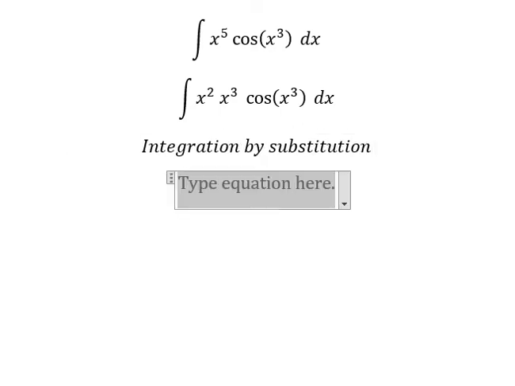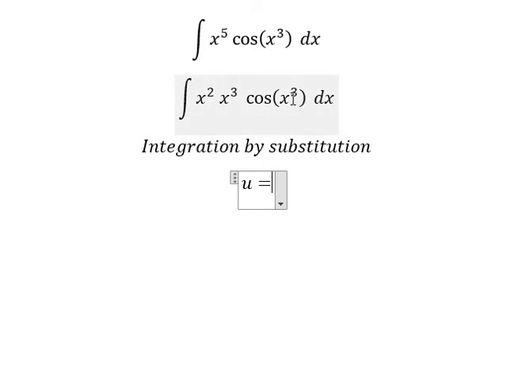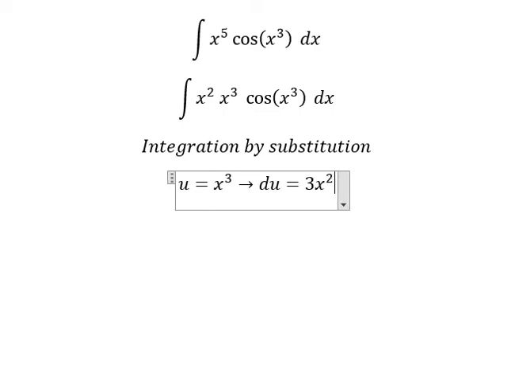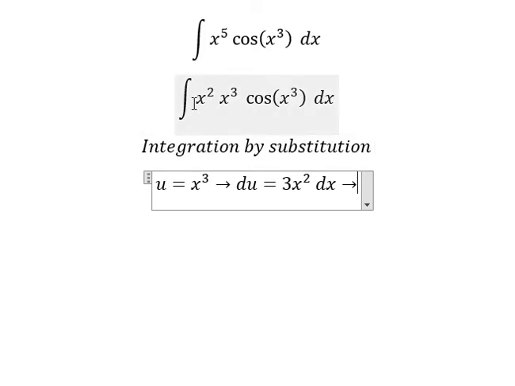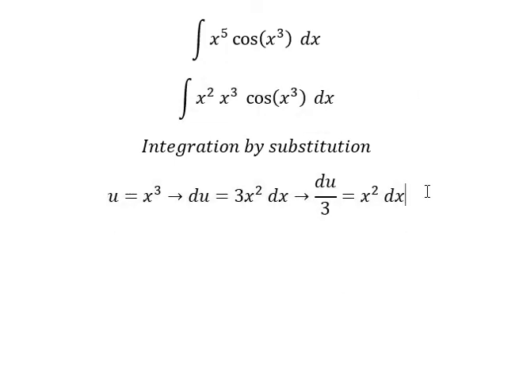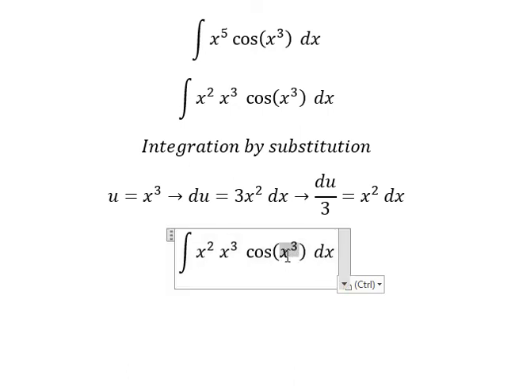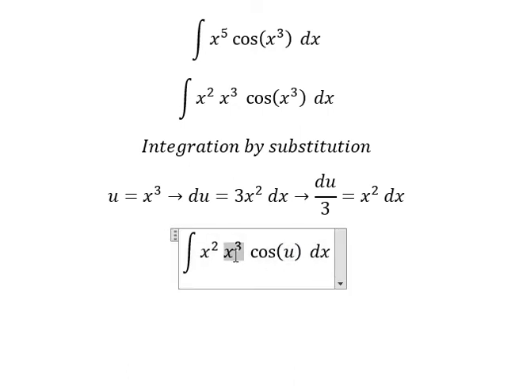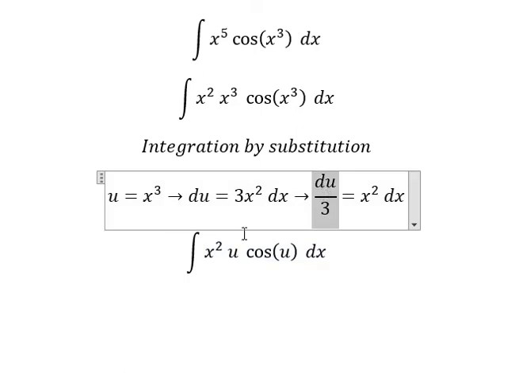So I will put u equals to this one. Later, we do the first derivative for both sides, and we have 3s squared ds. Because we don't have the number 3 in here, we need to divide both sides by 3. So this one we change to u, and s squared ds we change to du over 3.